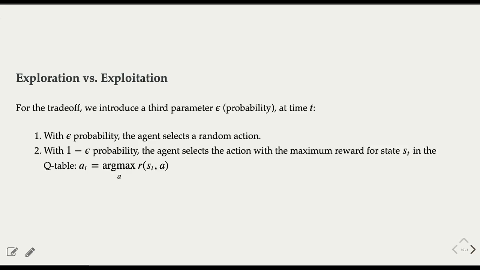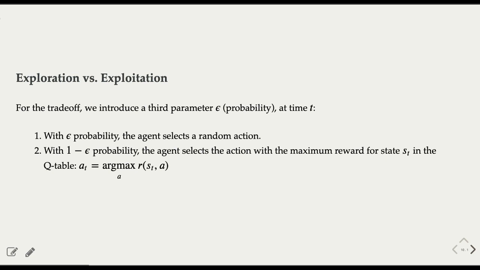At some point, the agent may gain sufficient knowledge to make wiser decisions based on a trained Q table. However, in order to allow opportunities for continued learning, one should avoid complete exploitation of the Q table for action selection. For the trade-off between exploration and exploitation, we should introduce a third parameter, epsilon.